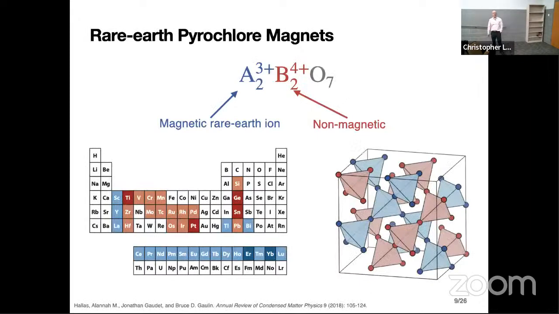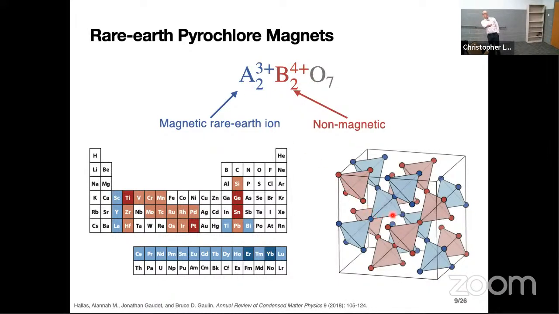Okay. So the class of materials broadly are these. They're called the rare earth pyrochlore magnets. What are they? Well, most of them look like this. They have a magnetic ion, which is one of these blue guys from the periodic table. There's a non-magnetic atom as well, which is one of the red guys in the periodic table. There's a bunch of oxygens, which from my point of view are just hanging out to help support the structure. And actually that's also true of these non-magnetic atoms.